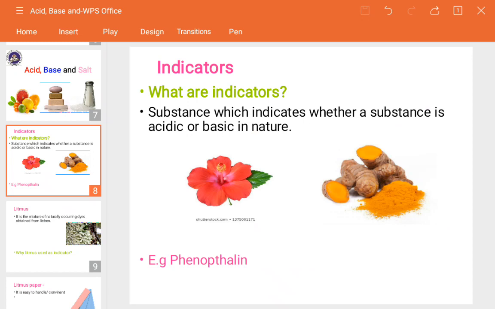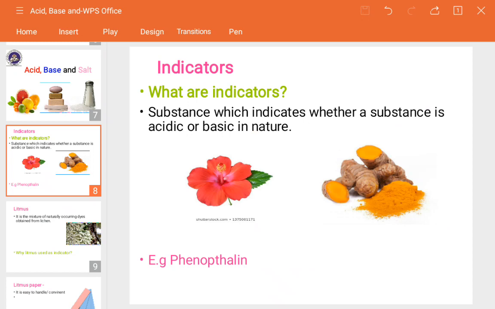Indicator means what? Indicator means showing something, indications. So here is a definition: an indicator is a substance which indicates whether a substance is acidic or basic in nature. Why is it so? Because it shows different colors. On that basis we can classify that it is acidic or basic. This is our aim in studying acids and bases.